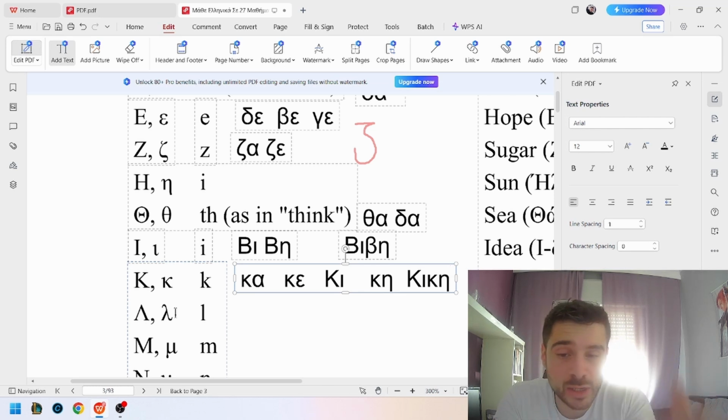Now we move to this letter, uppercase, lowercase, it's like an upside down Y. It gives us the sound Lu. So, here we have La, and here we have Le.